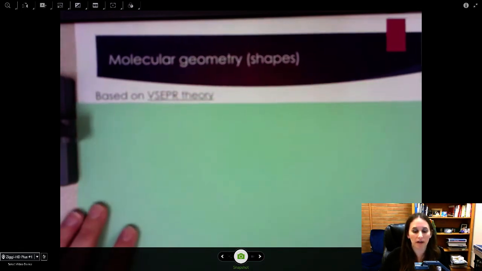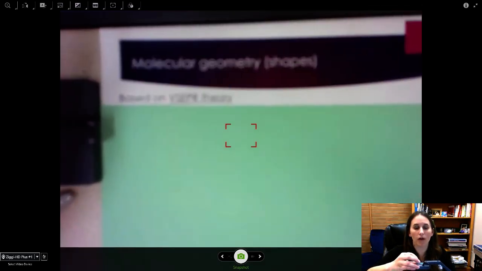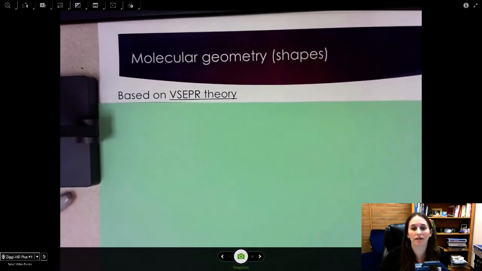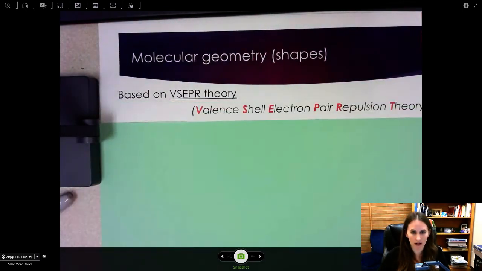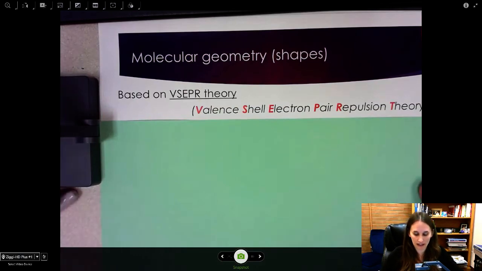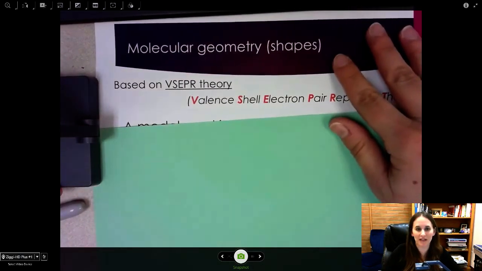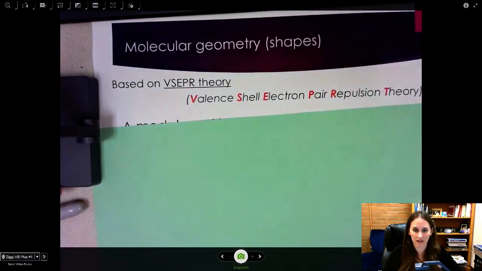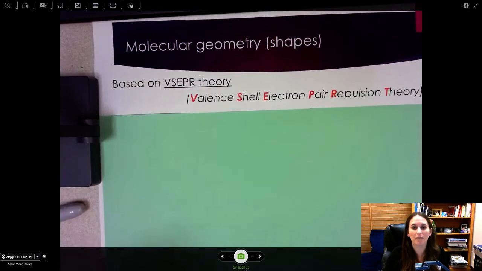What we're going to learn about here, our molecular geometries, is based on what's called the VSEPR Theory. So VSEPR. And VSEPR stands for Valence Shell Electron Pair Repulsion Theory. Now, that's not necessarily something you need to know, but it's kind of interesting. And its name is, in fact, telling you a little bit about what it's based on.